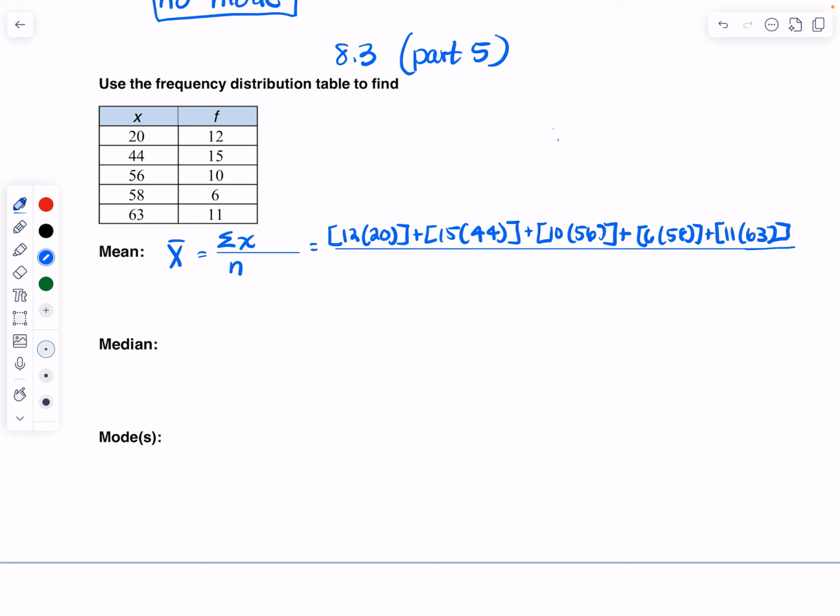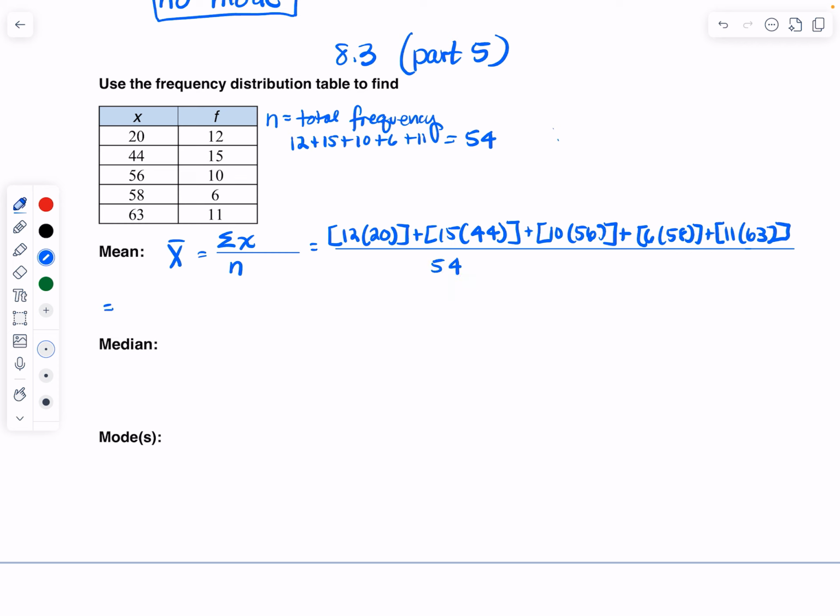Okay, so that's step 1. Step 2, I need to find n. So I'm going to add up or find the total frequency. So I'm going to add these up. 12 plus 15 plus 10 plus 6 plus 11. So I'm adding up the frequencies. Okay, so let's see what that equals. And when I add those up, I get 54. I'm just going to quickly double check to make sure I typed in everything correctly into the calculator, and it looks good. So I'm going to divide this by 54.